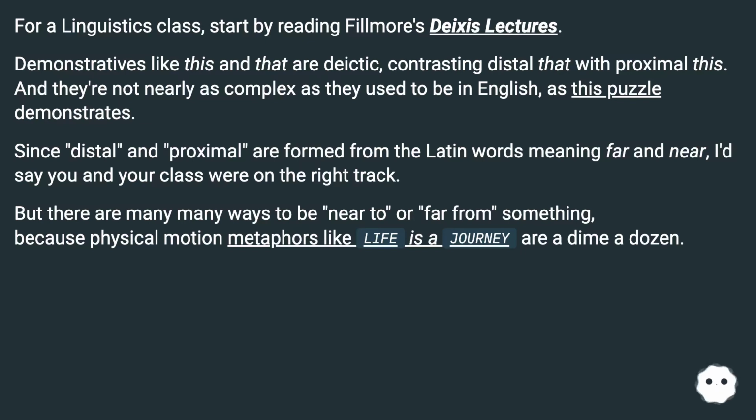Since distal and proximal are formed from the Latin words meaning far and near, I'd say you and your class were on the right track. But there are many ways to be near to or far from something. Because physical motion metaphors like life is a journey are a dime a dozen.